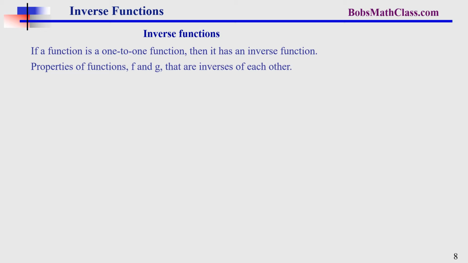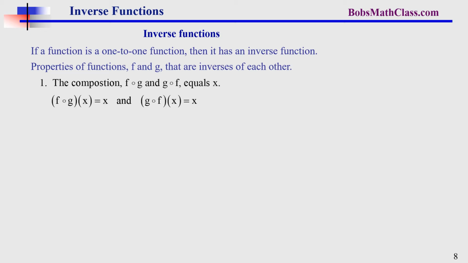So there are some properties of functions that we have, where f and g are the functions, and they're inverses of each other. So here's the first property: the composition f of g and g of f equals x. Previously we did a video on composition. If you haven't done that, you might want to go back and do that first. So the composition of these two functions that are inverses of each other equals x.